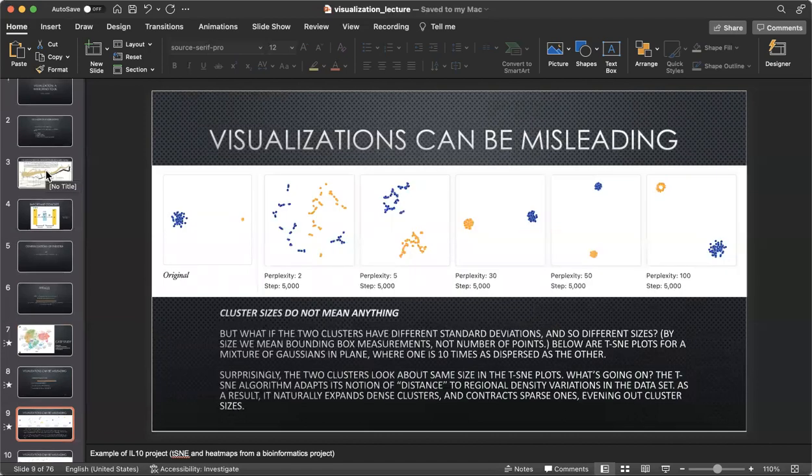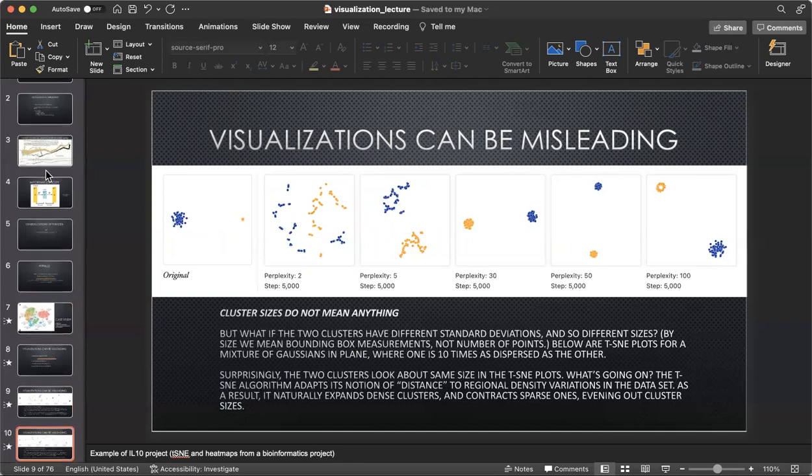In particular, cluster sizes do not mean anything. So this is original synthetic data that's been sampled and then visualized using t-SNE. Perplexity is one parameter that you need to play around with. And as you play around with this, you see the sizes of these clusters keep on changing. So the sizes of the clusters do not mean anything. Unfortunately, the human eye really picks up these patterns and gets obsessed with that. So these visualizations can be misleading.